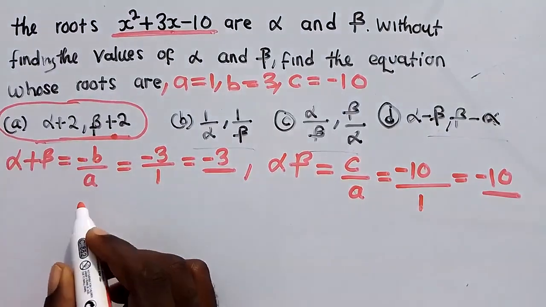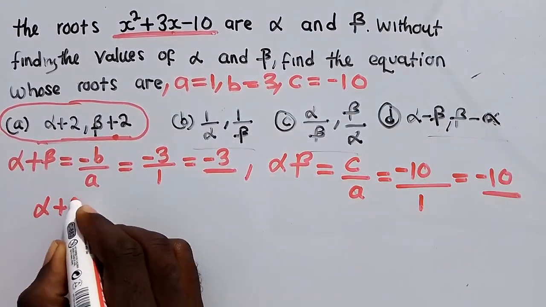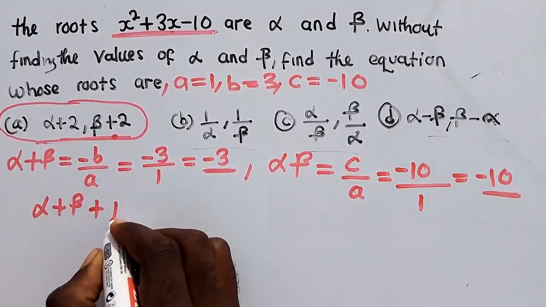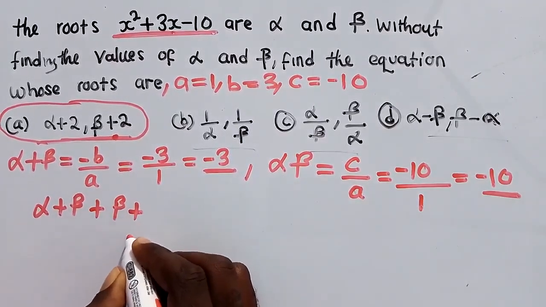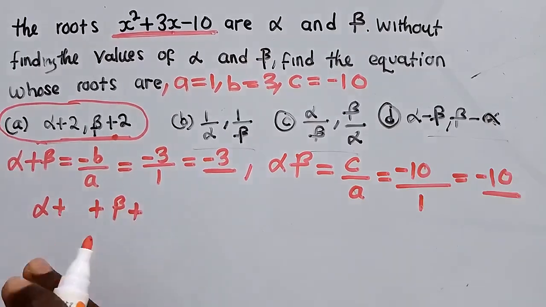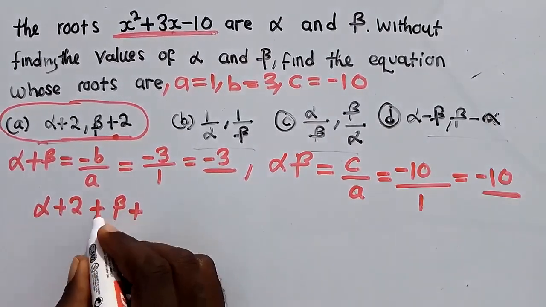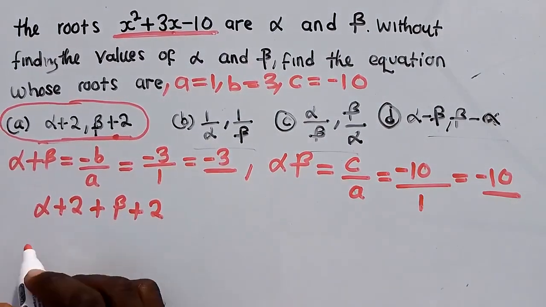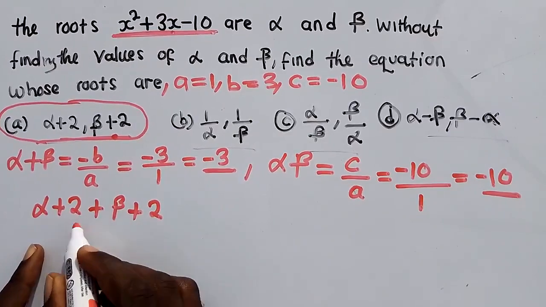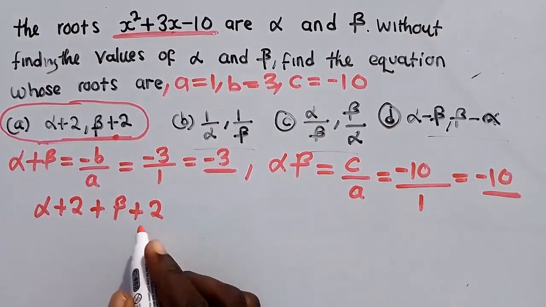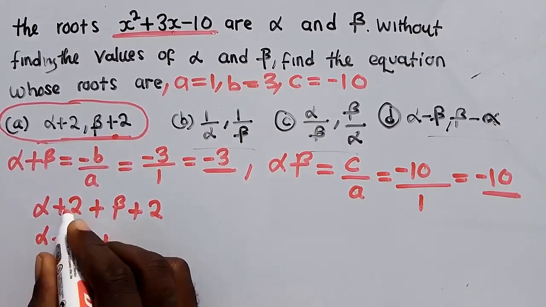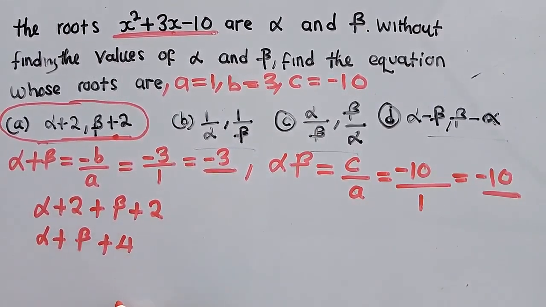So I'm going to write these. I've got alpha plus 2, plus beta plus 2. These are what I'm having. So I add these two. Whenever you add these two, you are going to have alpha plus beta plus 2 plus 2. You've got a 4 there. Have you seen? This is what you are going to come up with.